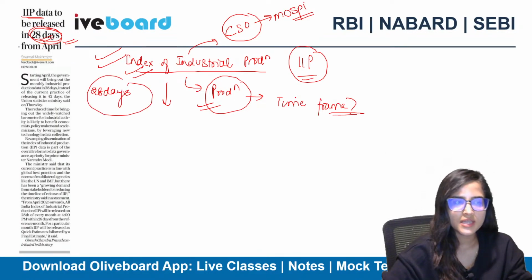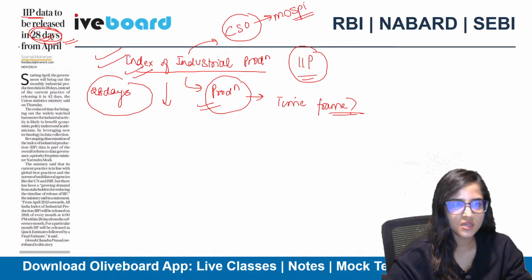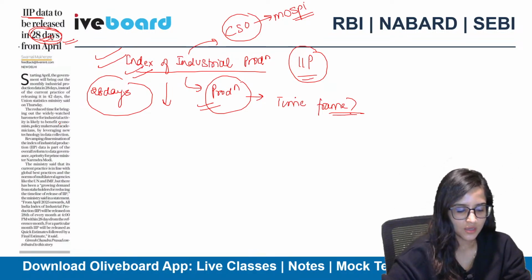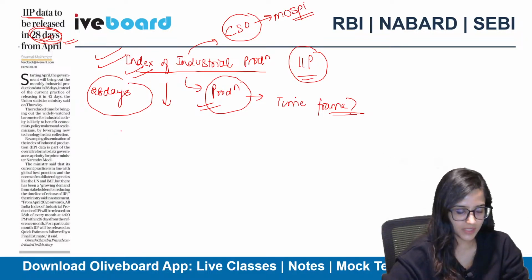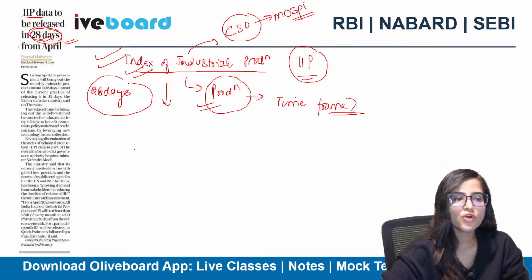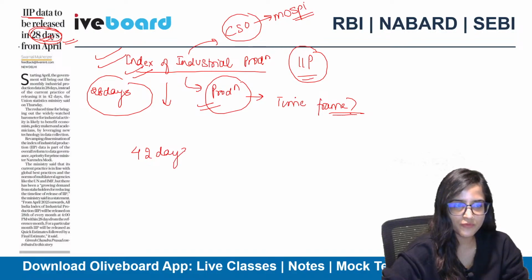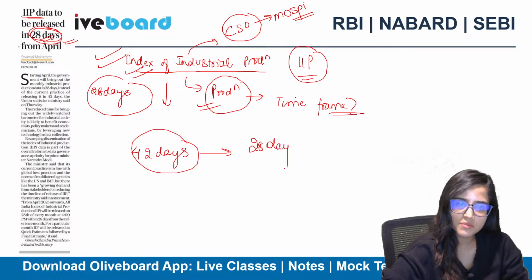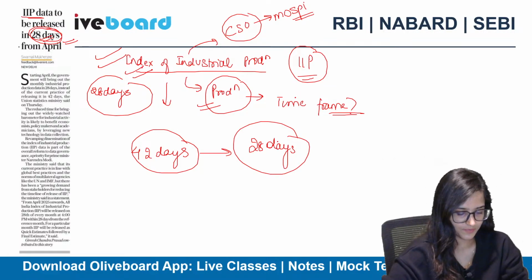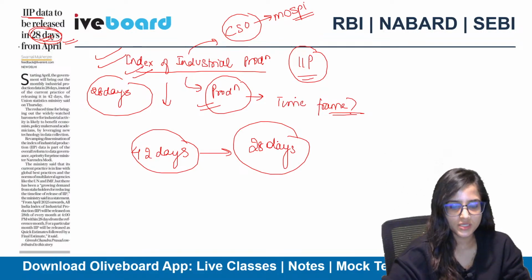Can you tell me how many days it was before this, after how many days IIP was being published? Yes, before it was 42 days. Yes, Kaustav, before it was 42 days, and now we are going to reduce this time frame to 28 days. Fine, this is what it is talking about.